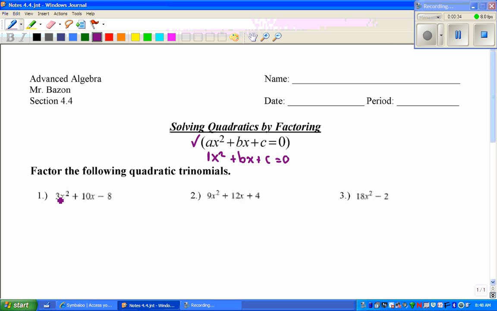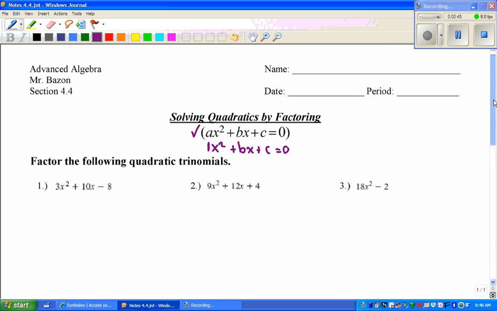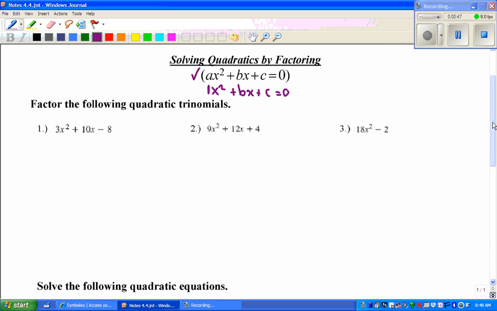So you see we have an a value of 3, we have an a value of 9, we have an a value of 18. And I just want to talk about how to solve these quadratics when that a is not 1. Whenever you have a quadratic trinomial where the a value is not 1, you have to take this a value out, and you also have to take the c value out, and find the factors of these numbers. So you're going to find the factors of 3, and you're also going to find the factors of 8.